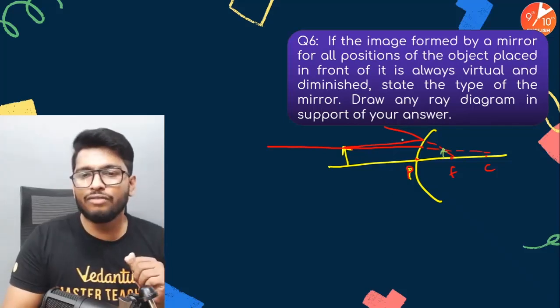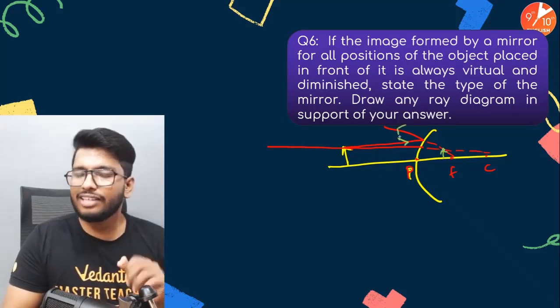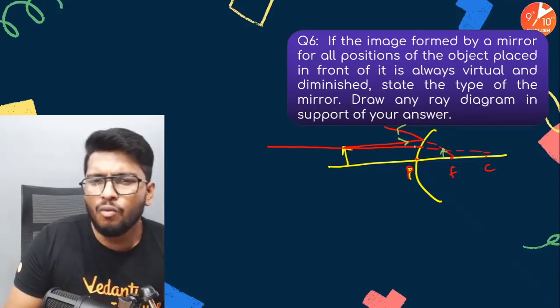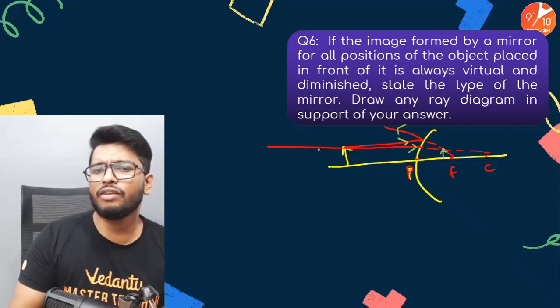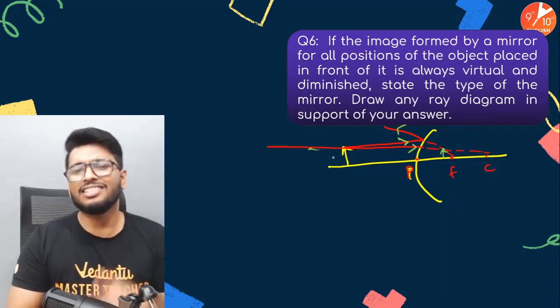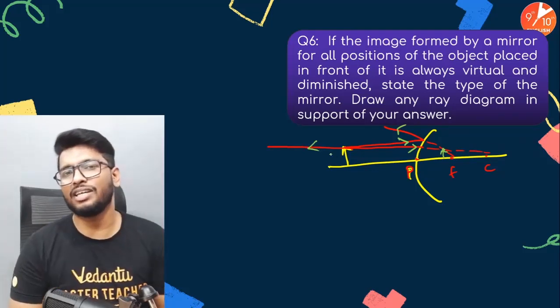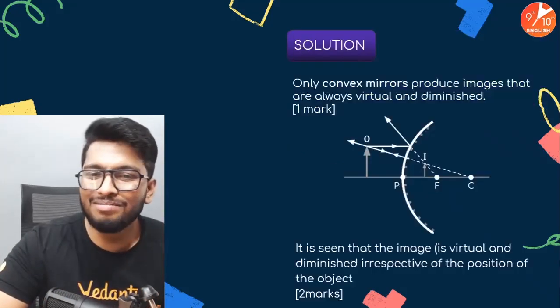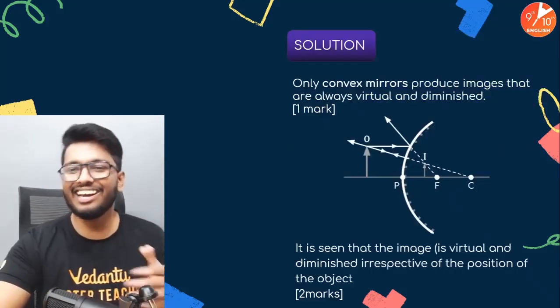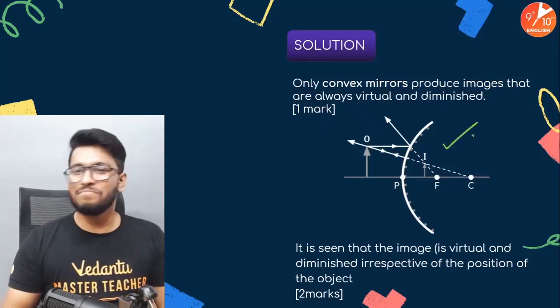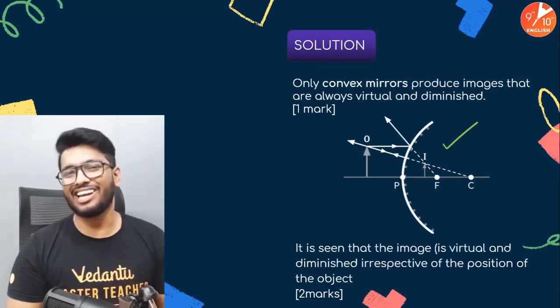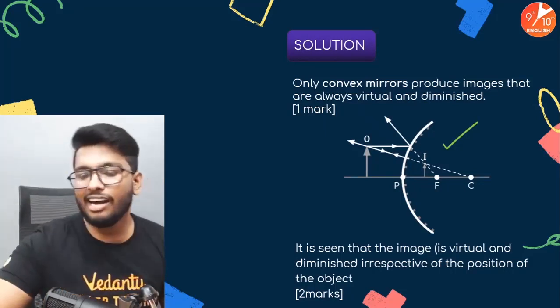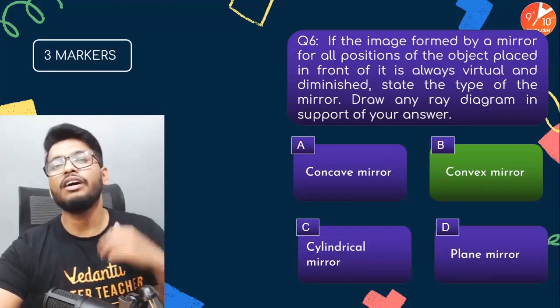That's all. One ray of light parallel to the principal axis, after reflection, appears to pass through the focus. One more ray of light appearing to pass through the center of curvature, after reflection, will get reflected back in the same exact path. So that would be your ray diagram. I know it's a very vague ray diagram, but I'm pretty sure you guys can make it out from this one. So that is the answer for that question, which is nothing but a convex mirror.